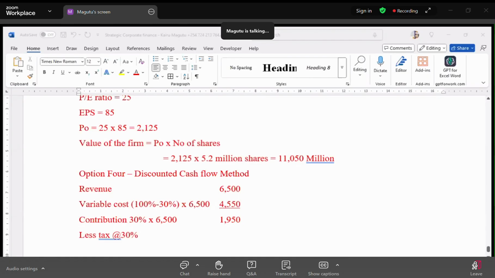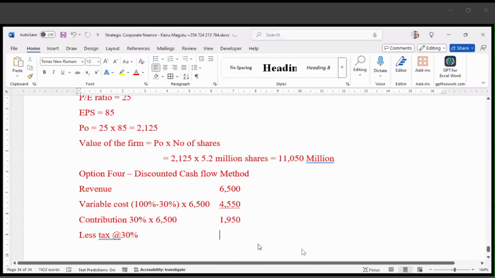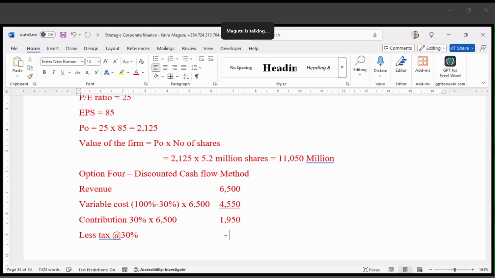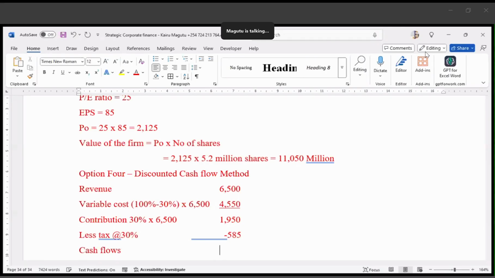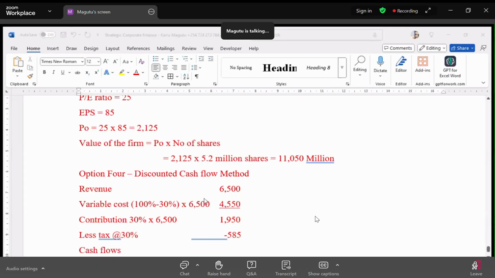Is it 585? I see someone has written 585. Yeah. So we minus 585. And because we don't have any depreciation, this one becomes the cash flow. Let's get the cash flows.